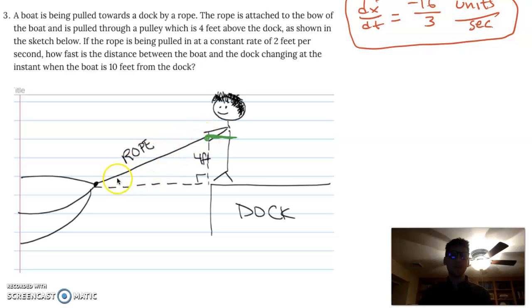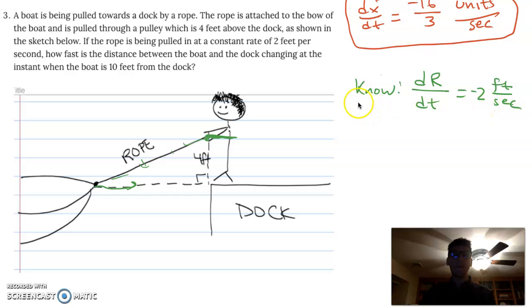So if I understand correctly, the boat is moving this way on the water, but the rope is getting pulled, so it's going to be getting 2 feet shorter per second. So what do I know? I know that the change of the rope over time is negative 2 feet per second. How fast is the distance changing? This is why you may have seen I had this labeled as the distance between the boat and the dock.